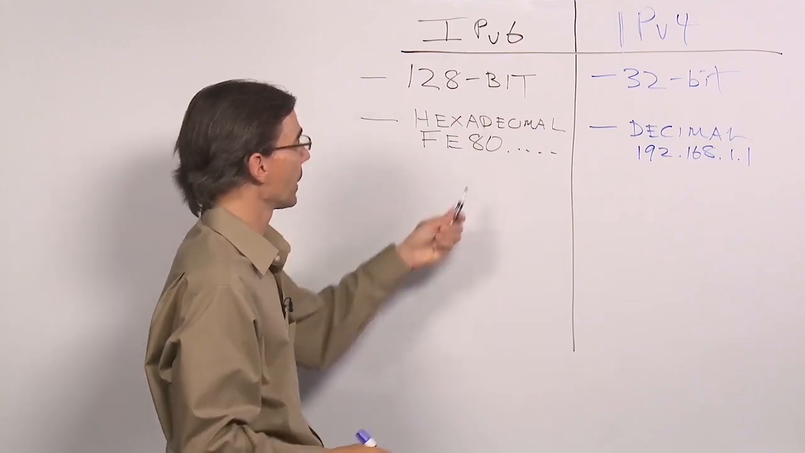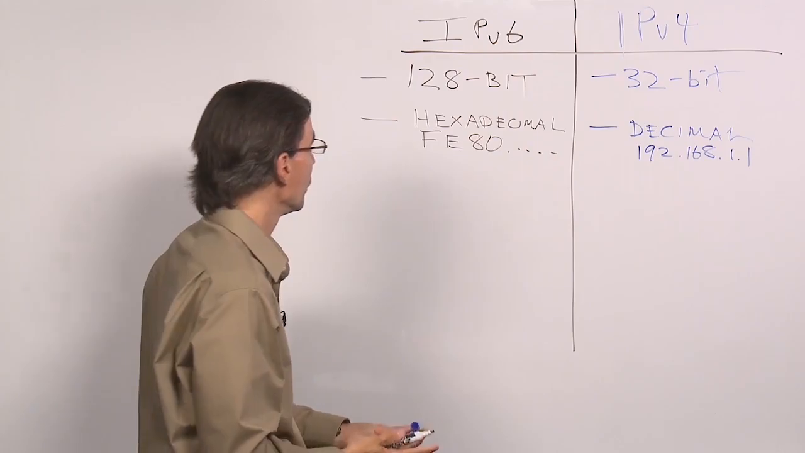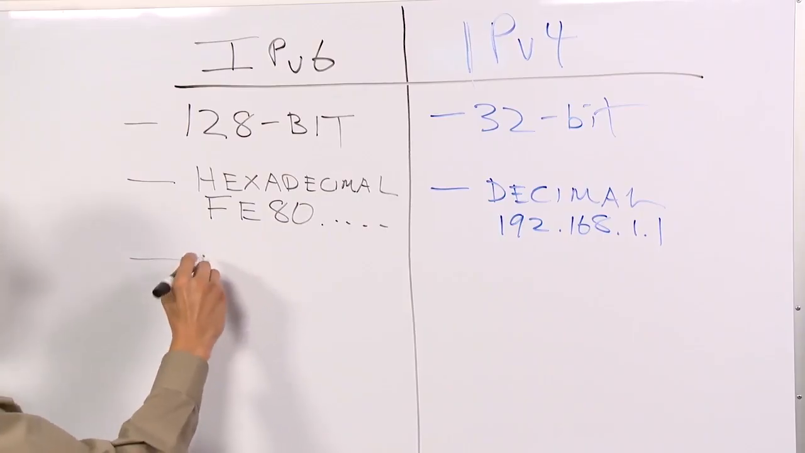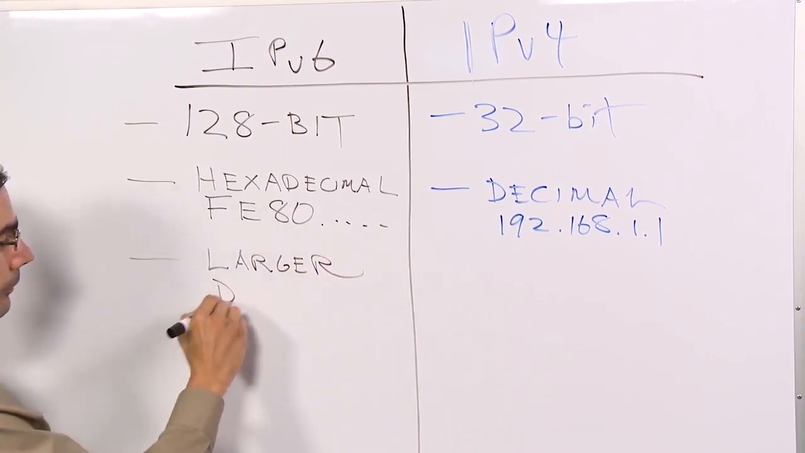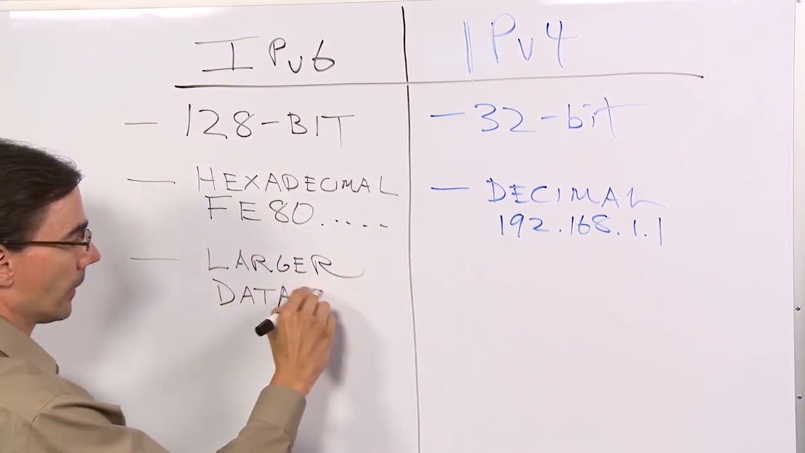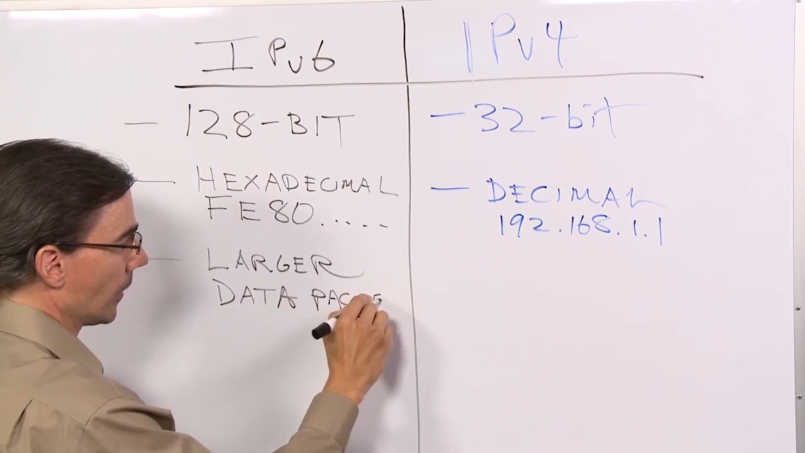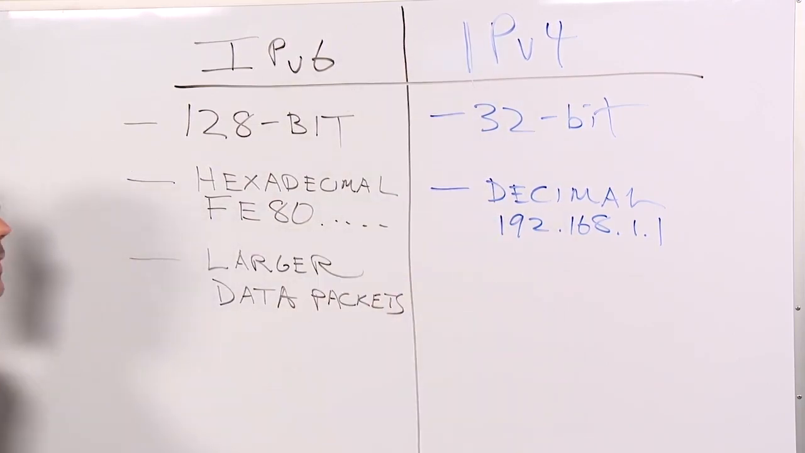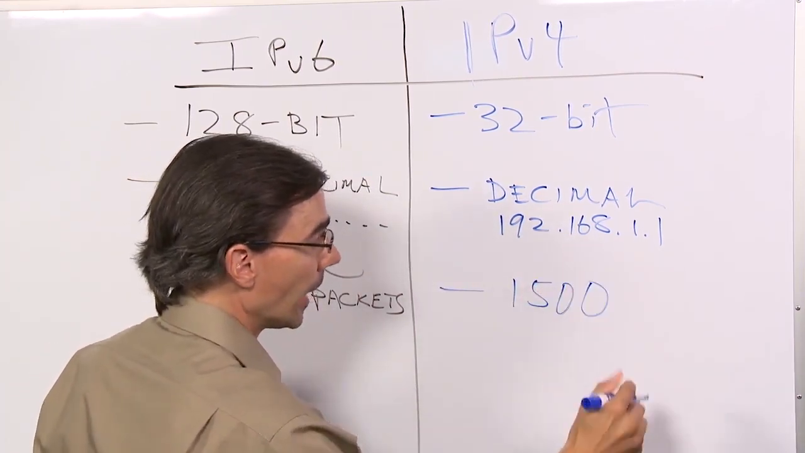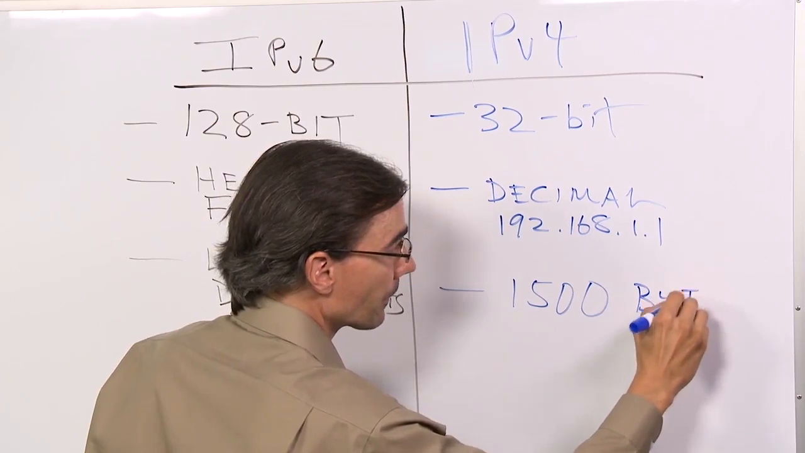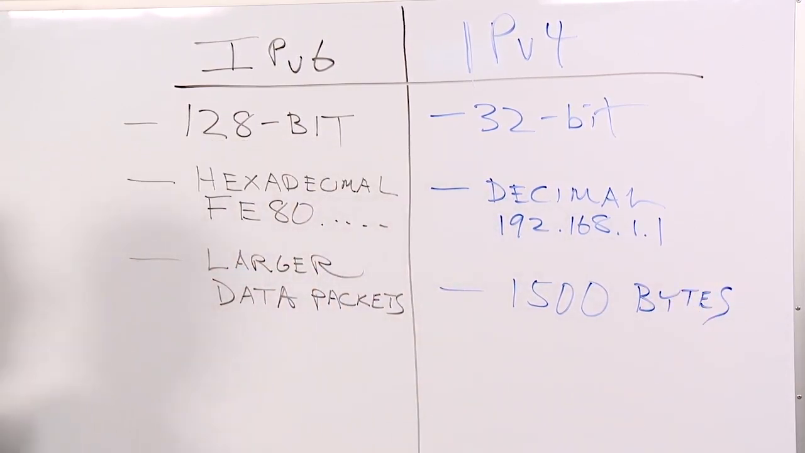Now another thing about IP version 6 is it can do larger data packets. Larger data packets in comparison to IP version 4, which is limited to only 1,500 bytes or thereabouts. This could do a lot more. It can really do up to 64K. It depends on the system that you have.